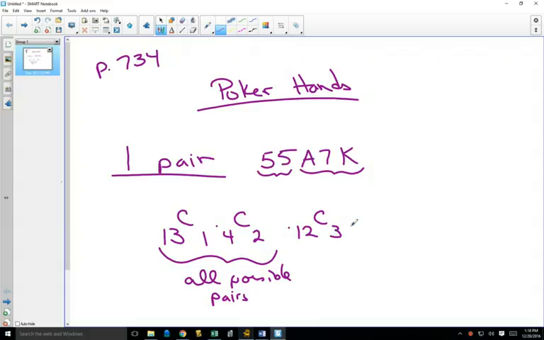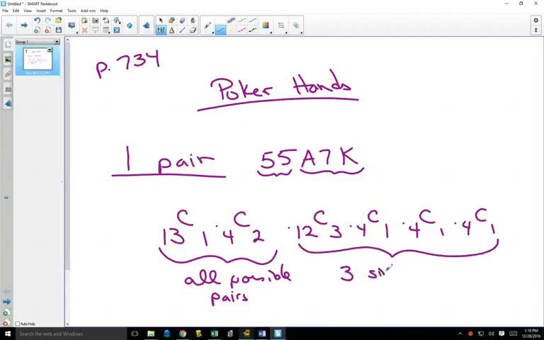Once you've chosen your 3 cards, how many aces are in the deck? There's 4 of them. How many do we need to choose? We need to choose 1. How many 7s in the deck? There's 4 of them. We need to choose 1. How many kings in the deck? There's 4 of them, and we need to choose 1. This part here chooses 3 single cards.